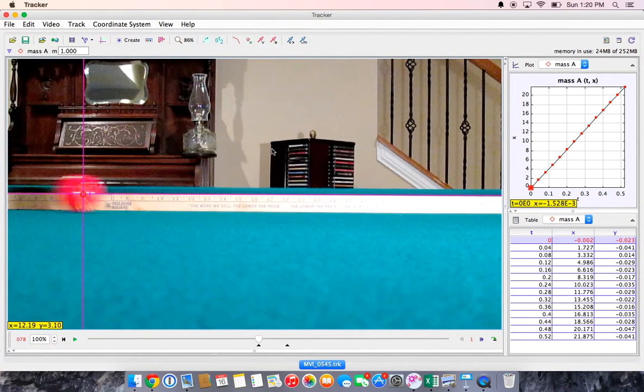Part 2 required me to plot and analyze the motion of the ball in Tracker software. I first trimmed the video to show the area in which the movement of the ball was at a constant velocity.